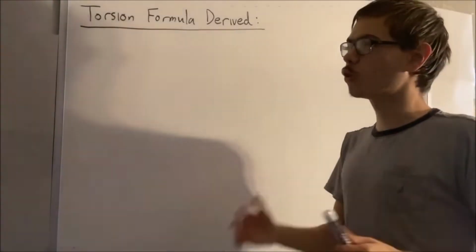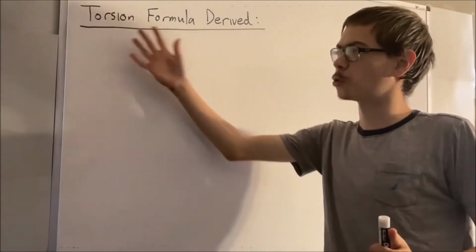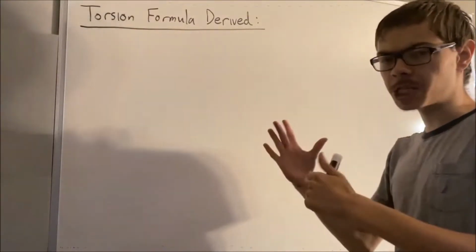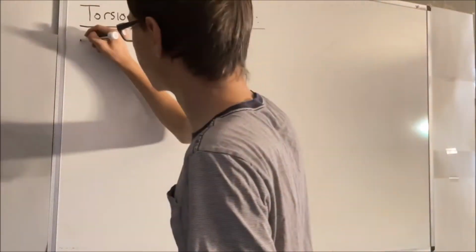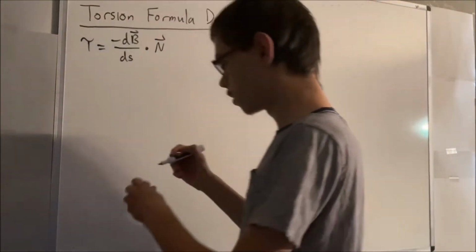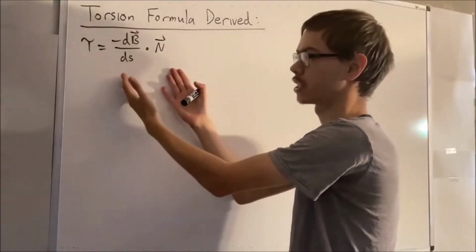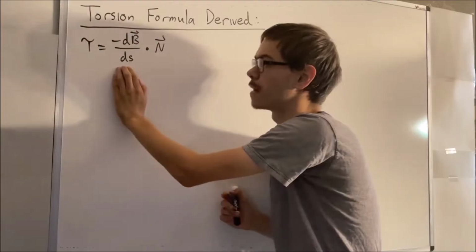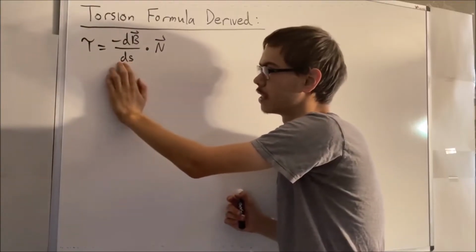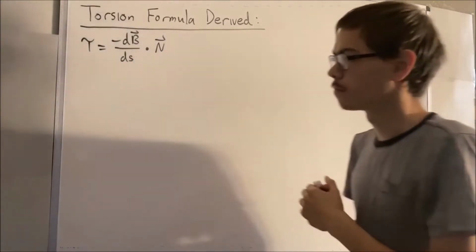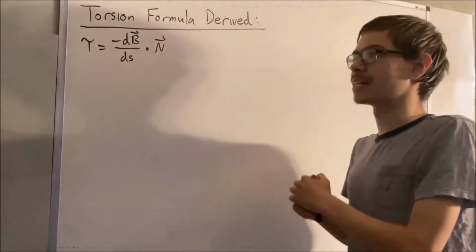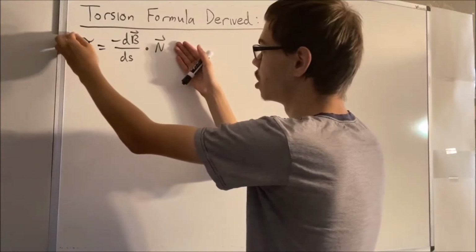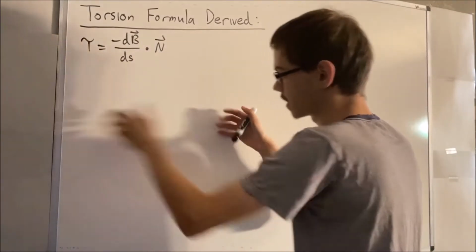In this video, we're going to derive the formula for torsion as it relates to calculus 3. Now, by definition, torsion is equal to this, right? It's basically the dot product of the negative derivative of the unit binormal vector with respect to arc length and the unit normal vector. And the whole idea of this video is to go from the definition of torsion to proving torsion is equal to this.